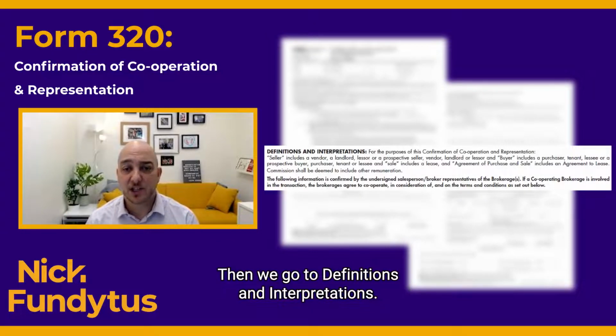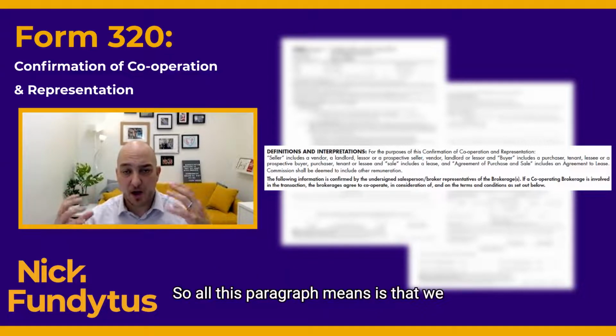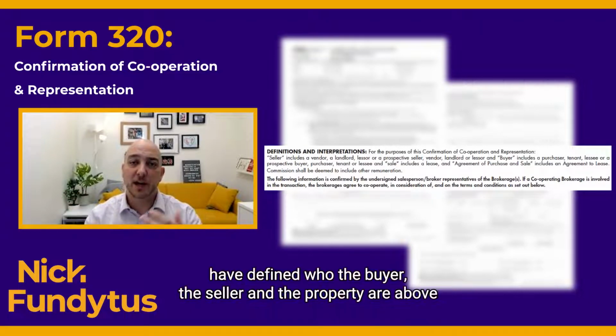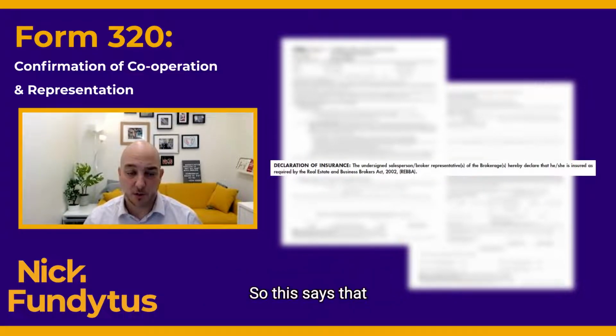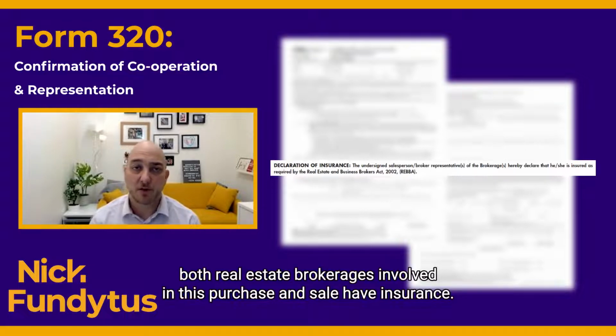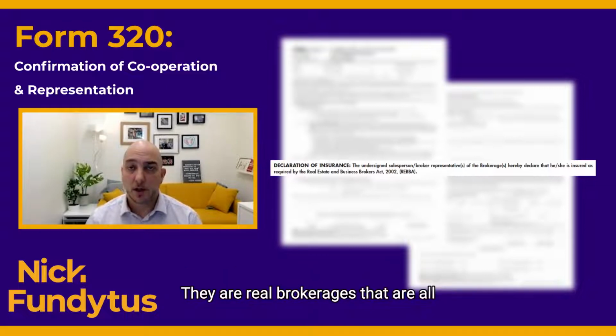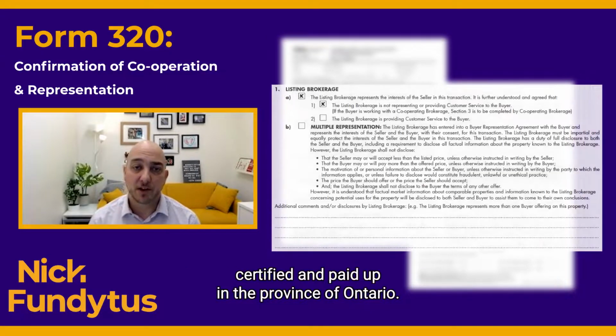Then we go to definitions and interpretations. All this paragraph means is that we have defined who the buyer, the seller, and the property are above. Pretty straightforward. Declaration of insurance. This says that both brokers, or both real estate brokerages involved in this purchase and sale, have insurance. They're real brokerages that are all certified and paid up in the province of Ontario.